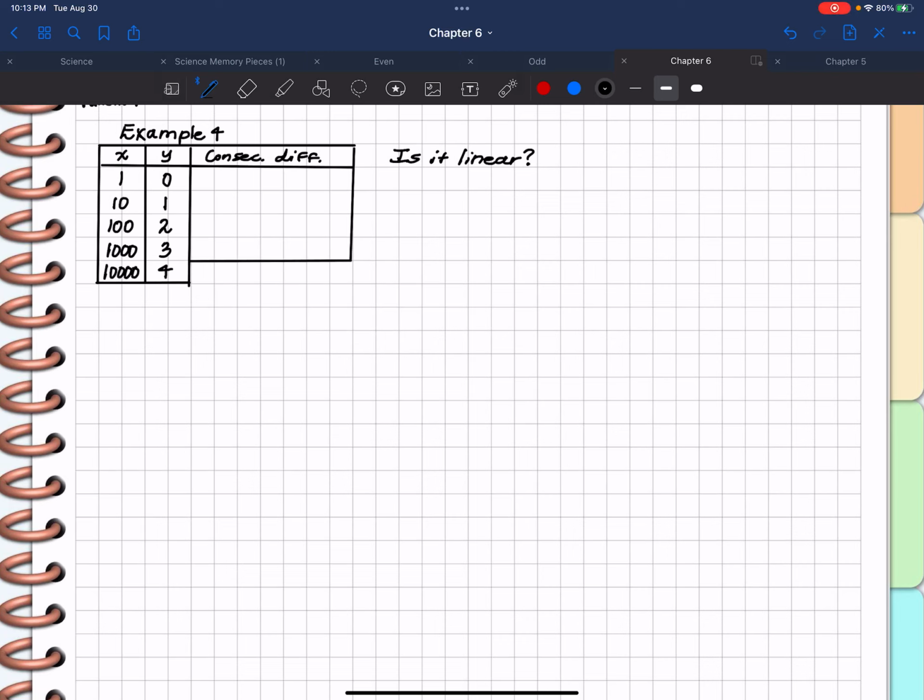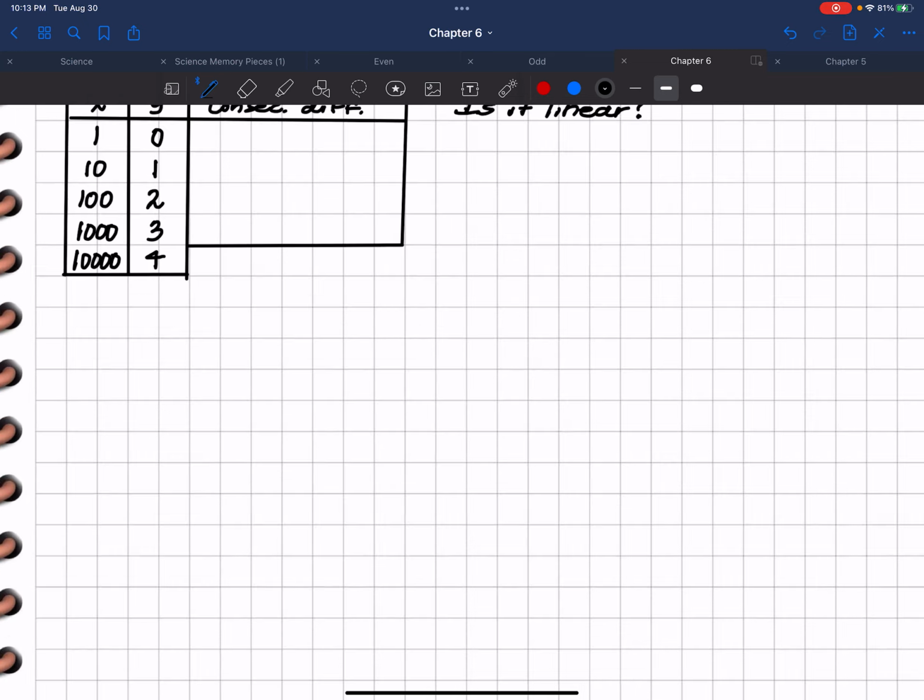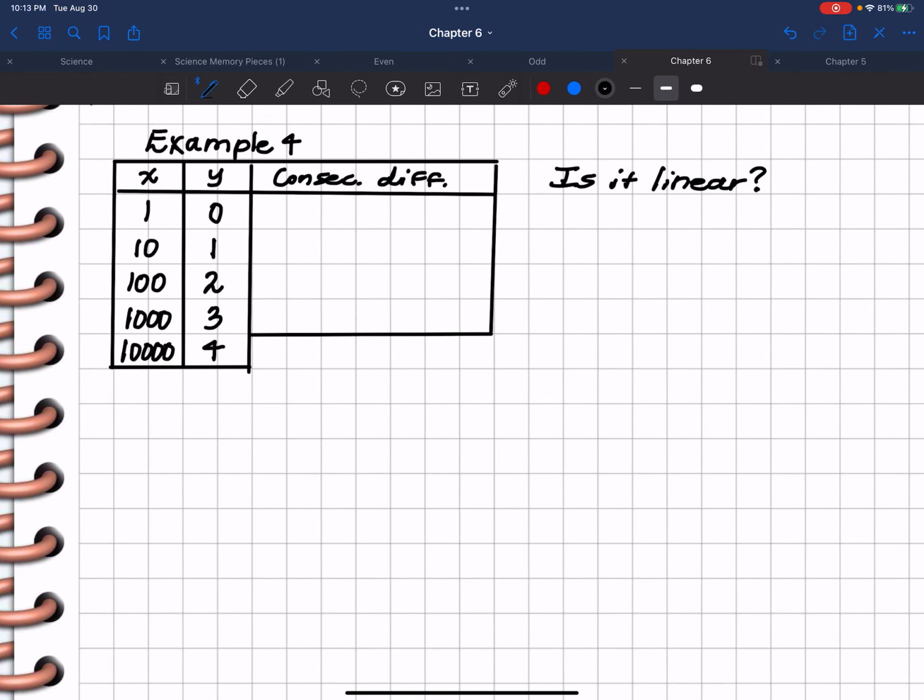Okay, I'm on page 197 and I'm looking at example 4. And the question is, is the function in the graph linear? So the first thing we want to do is test to see if we have a function. And I'll do this column. All of the x's are different, so yes, we have a function.